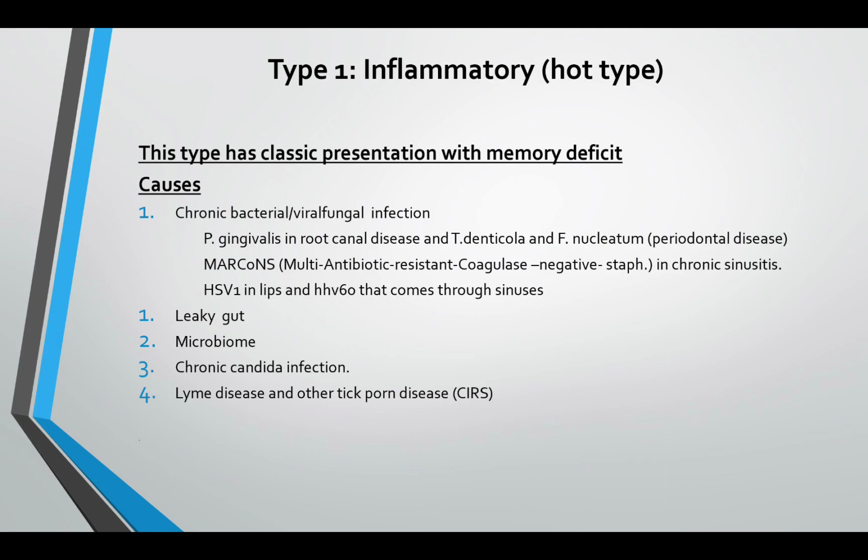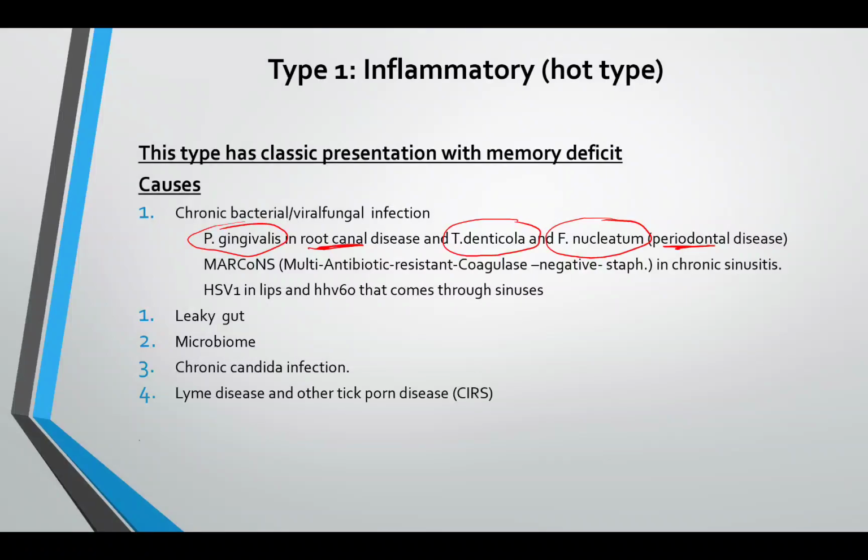The most important bacterial infection that lives long in the body and can reach the brain is the infection of the root canal in the teeth and the periodontitis, the periodontal disease and the root canal disease. The bacteria are called P. gingivalis and T. denticola and F. nucleatum. This is for doctors to know.